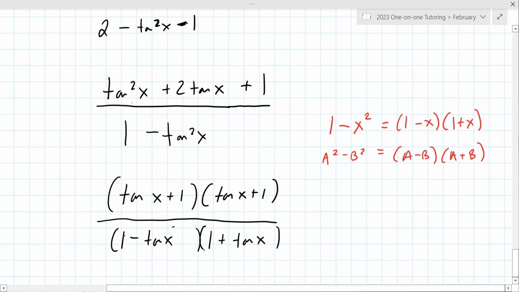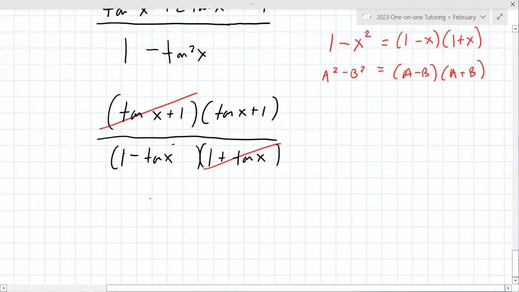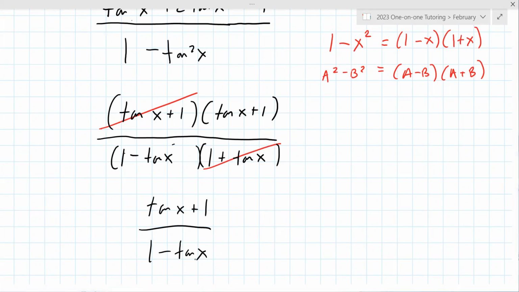Now everything's in parentheses, so you can make cancellations. So both the tangent x plus 1 and the 1 plus tangent x would cancel. That's right. Now it's been so long since we looked at the original. Is this actually the answer? It is actually. Yeah, it is. So we should have been keeping an eye on that a little closer, but it ended up working out.